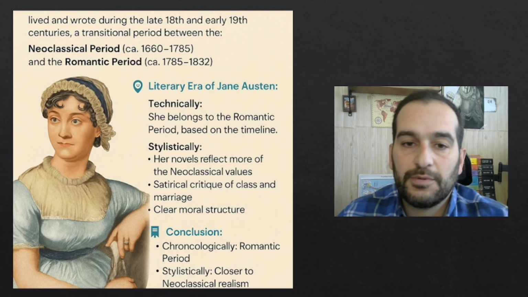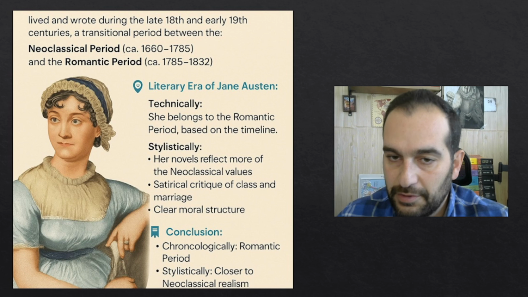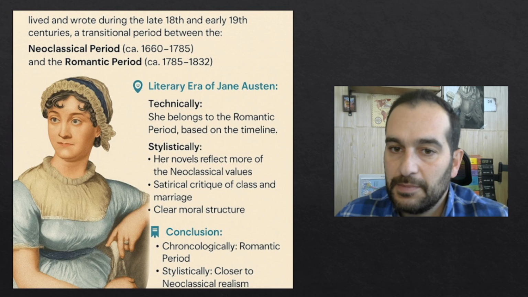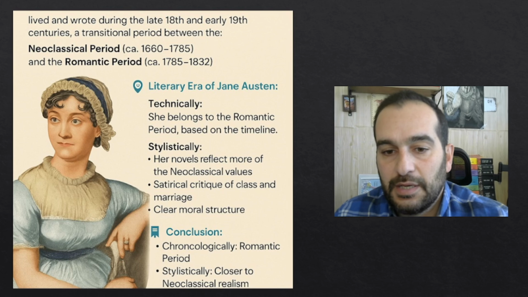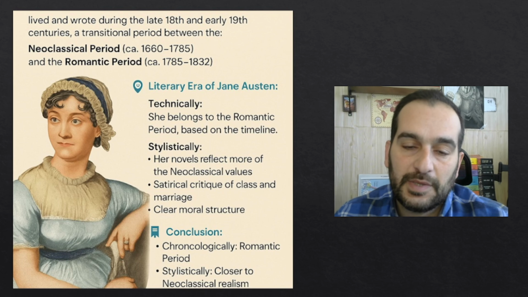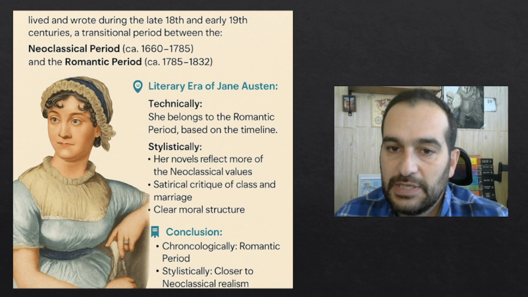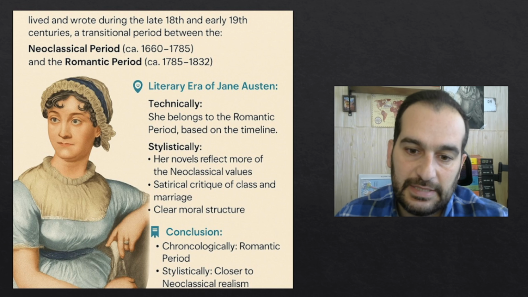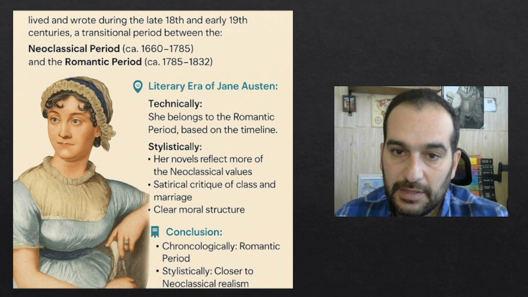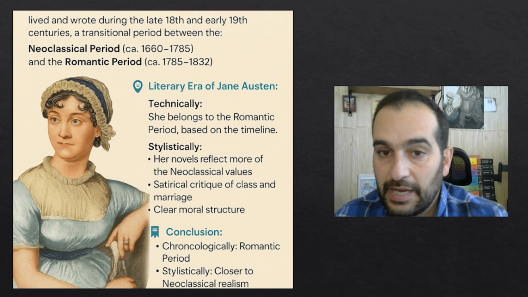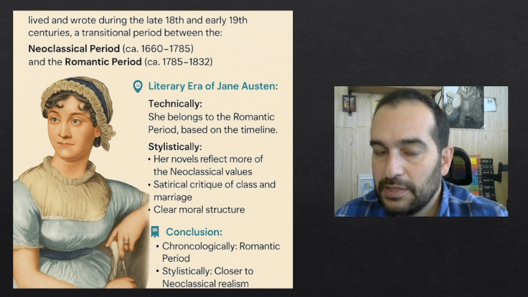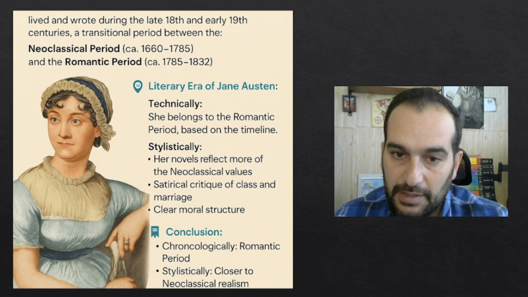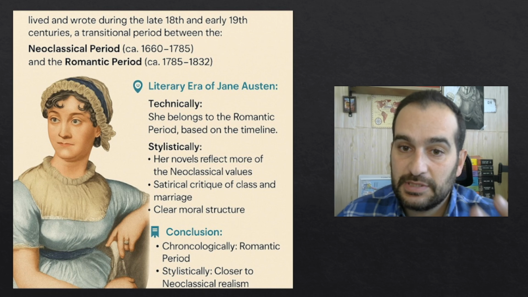Let's now talk about one of the most famous authors in English literature, and maybe one of the most beloved ones, Jane Austen, a transitional figure. She lived between 1775 and 1817 during the Romantic period. However, her style of writing is more similar to the one in the Neoclassical period. So that's why she is considered a transitional figure.